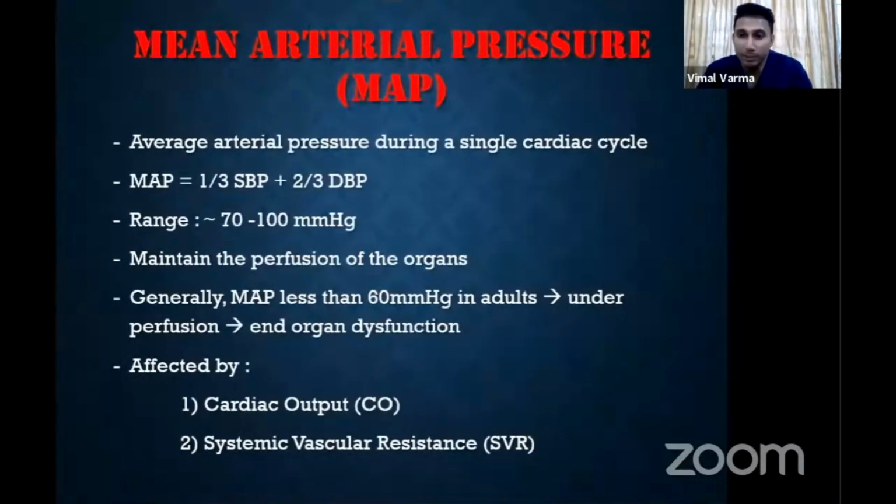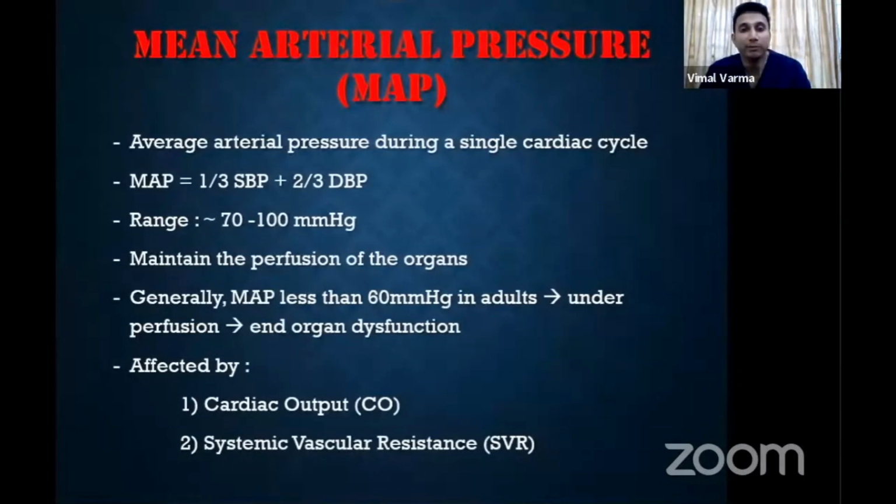So we talk about blood pressure. What is the blood pressure that we are concerned about? In the ICU or critical care setting, rather than systolic and diastolic, which can be affected by many factors, we are more concerned about mean arterial pressure. What is mean arterial pressure? It's the average arterial pressure during a single cardiac cycle.